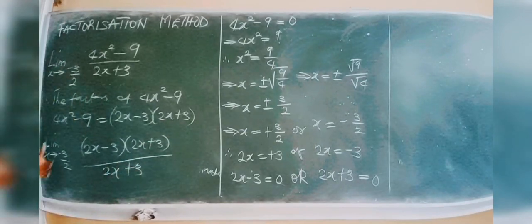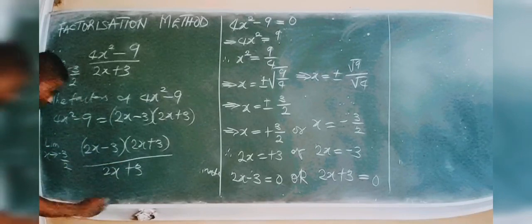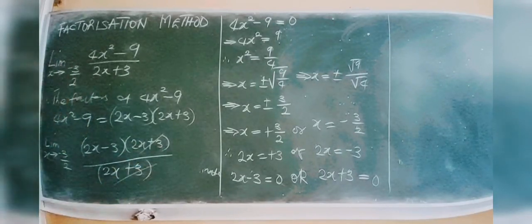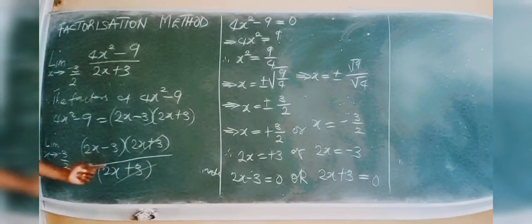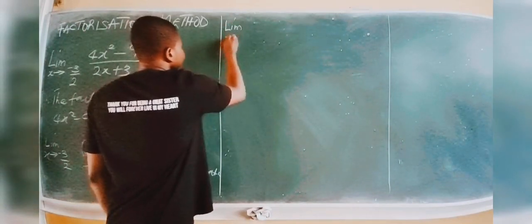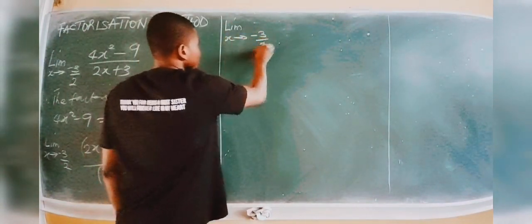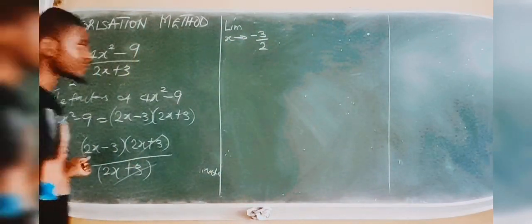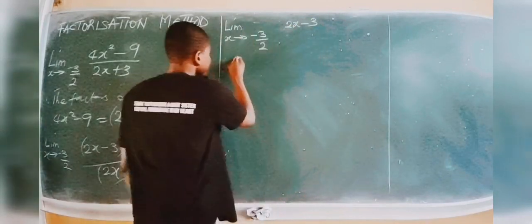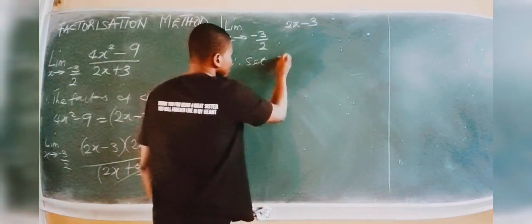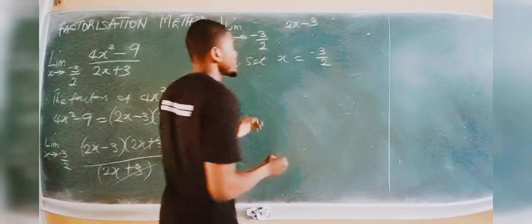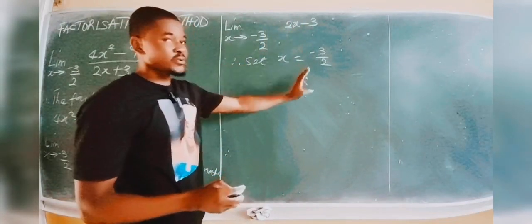If you look critically at the numerator and denominator, you notice that 2x plus 3 can strike 2x plus 3. So I am now left with 2x minus 3. Therefore, the limit becomes the limit as x tends to minus 3 all over 2 of 2x minus 3. Now you set x to be equal to the limit, minus 3 all over 2. Wherever you see x in this expression, you put in minus 3 all over 2.